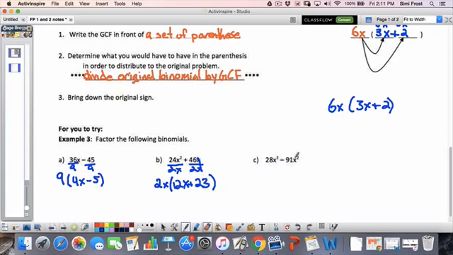Okay, what is the biggest number that goes into 28 and 91? The biggest number would be 7. There is an x in both, so I'm going to pull out an x, and then I need the smallest exponent. The smallest exponent is 2. There we go. There's our GCF, and now we need to divide that into each term and see what we have.